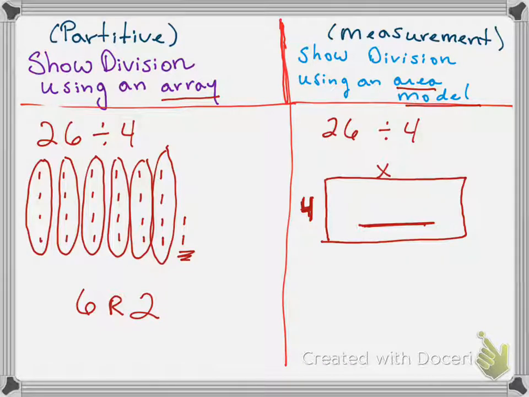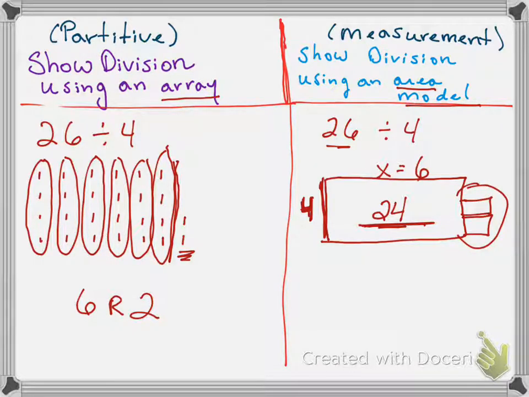If we're thinking about 4 times what will get us close to 26, I'm thinking the closest one we can get to would be 24. So 4 times what gives us 24, and that would be 6. But how many do we have left over? We've got 24, 25, 26, so we've got 2 left over. It looks very similar. See how we're stacking over here? That's our 4. And notice these two boxes on the side here represent the remainder. We have 2 left over. So this is 6, remainder 2.